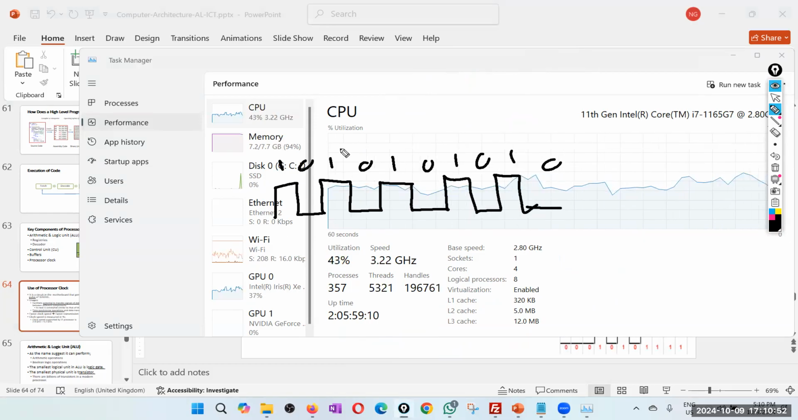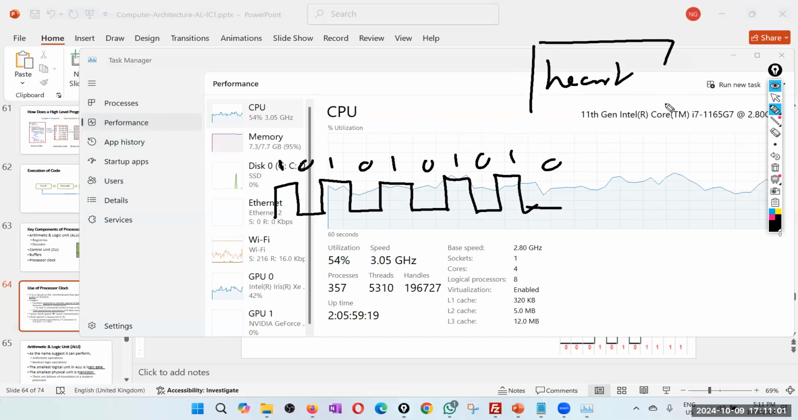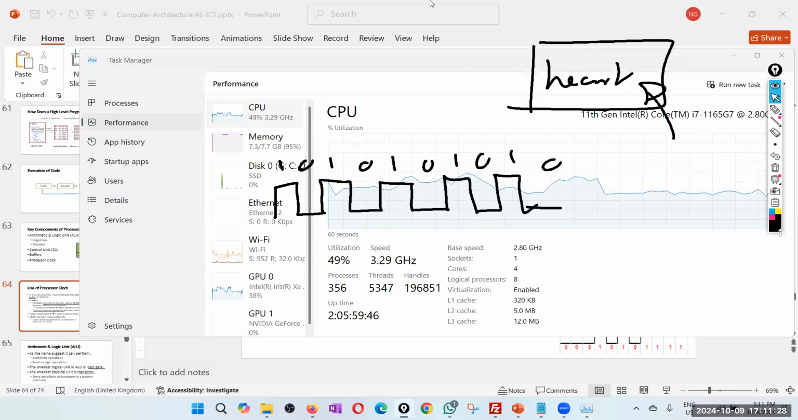And your clock is doing something similar to what your heart is doing. Your heart. Can someone tell me what is the purpose of the heart? Anyone? I'm asking a simple question, right? What is the purpose of the heart? No one? No one knows what the purpose of the heart is. That is tragedy. Tragedy of our education system. Unfortunately. Yeah, to pump blood. So that pulse will pump the blood.